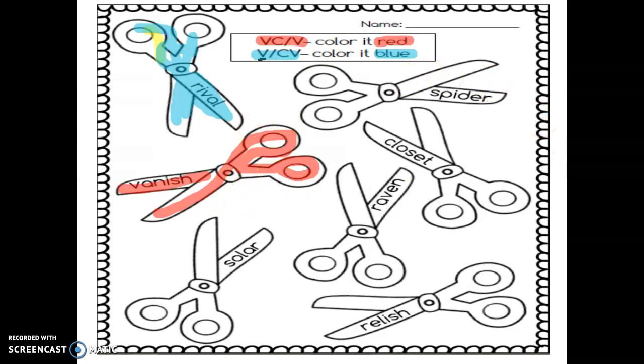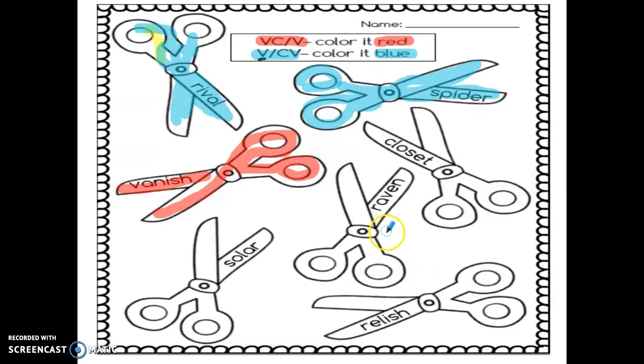So let's look at our other examples. Would spider be blue or red? If we try breaking it after the vowel and making the vowel long, spider, that sounds right. That makes sense. So we know this one is blue because it's following the vowel consonant vowel pattern where the syllable break is happening right after the vowel, causing the vowel to make its long sound.